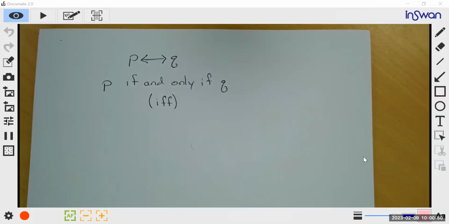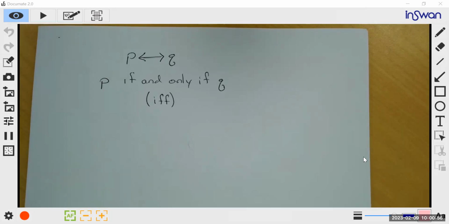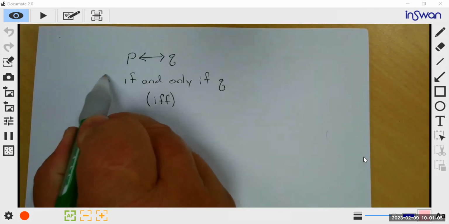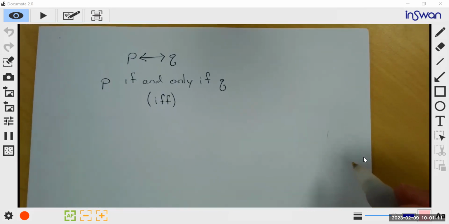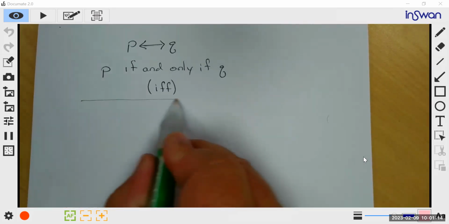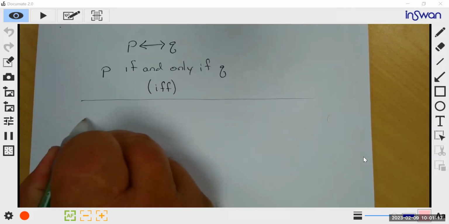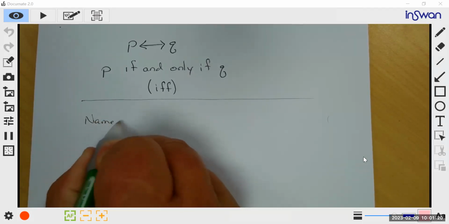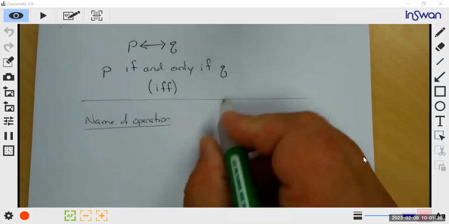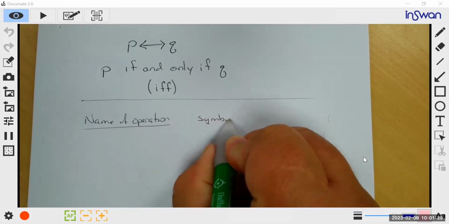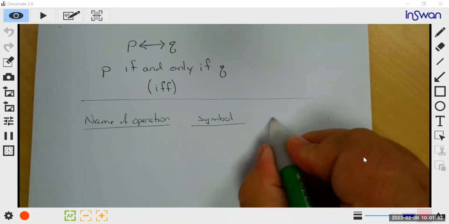Trying to look for some examples here. You'll pass the course if and only if you pass all the homework and tests. Okay, here's the operation, the symbol and the meaning.